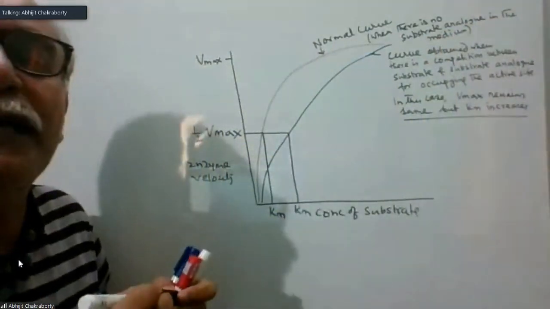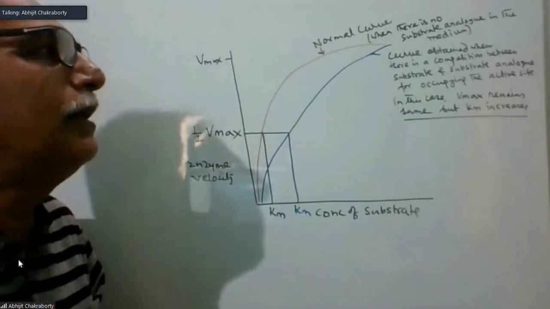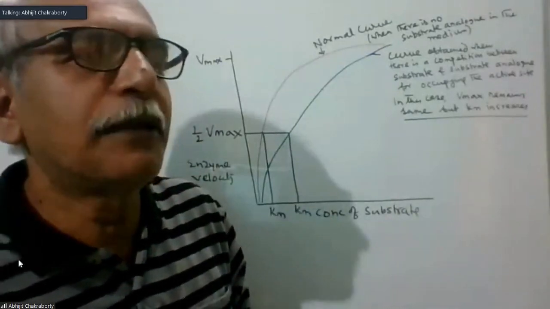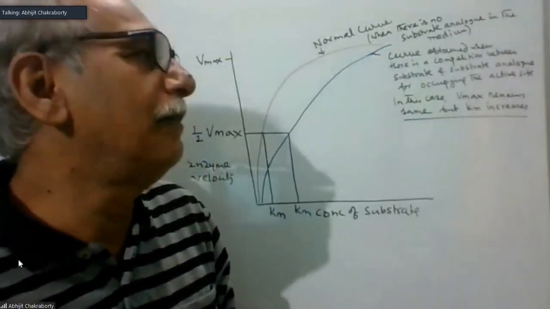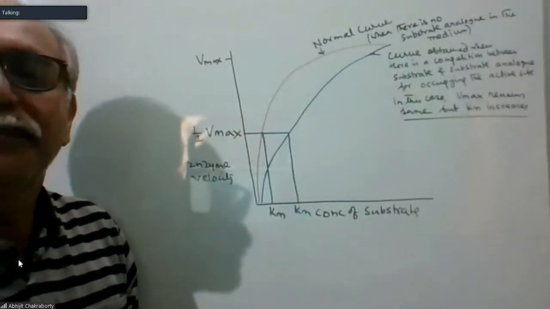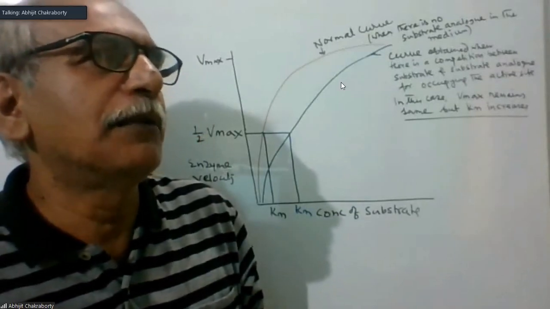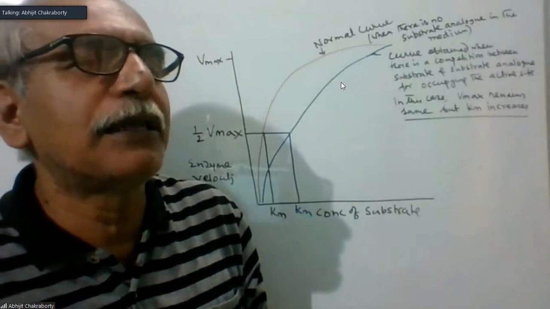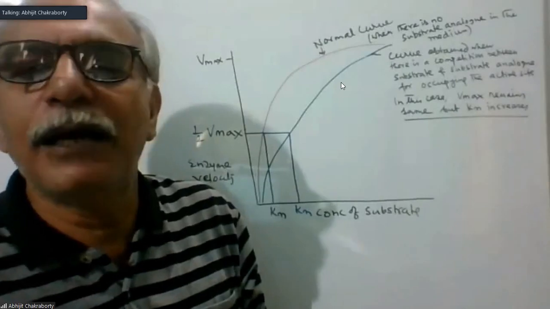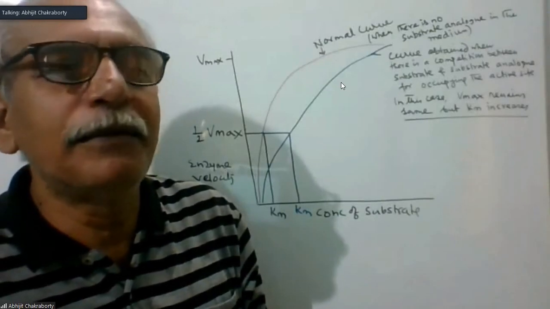When there is no substrate analog in the medium, you can call it the normal curve. Four active sites are to be occupied, so four substrates are sufficient to get half Vmax. This is called the normal curve. There is no competition between the substrate and analog because there is no analog. But there is a site in the enzyme where an inhibitor can bind to decrease the efficiency of the enzyme. This is called non-competitive inhibition.